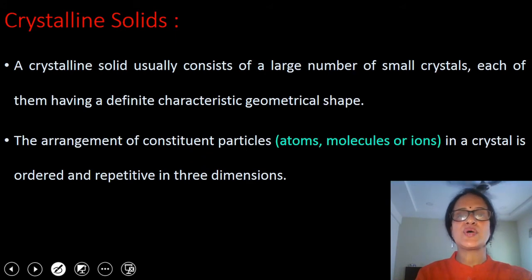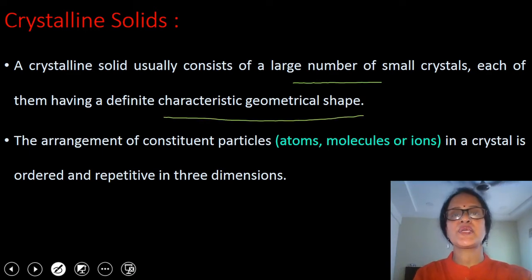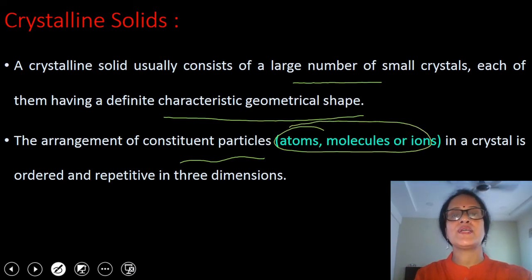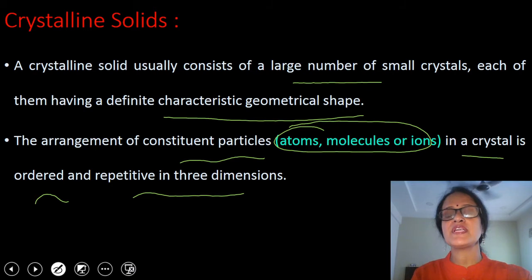Students, crystalline solids usually consist of a large number of small crystals, and each crystal has a definite characteristic geometrical shape. The arrangement of constituent particles, which may be atoms, molecules or ions, in a crystal is ordered and repetitive in 3 dimensions. So we can say that a crystalline solid consists of a large number of small crystals, and each crystal has a definite characteristic geometrical shape, and the arrangement of constituent particles in a crystal is ordered and repetitive in 3 dimensions.